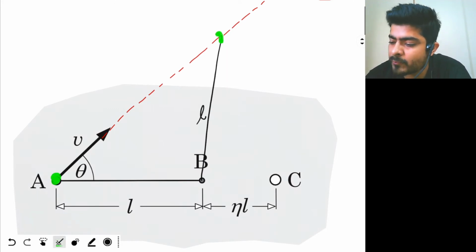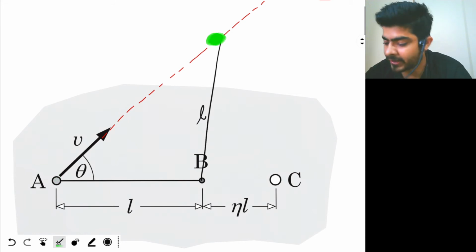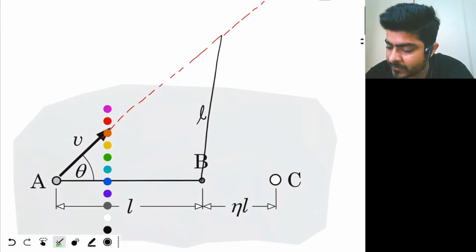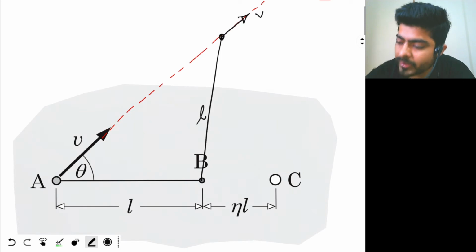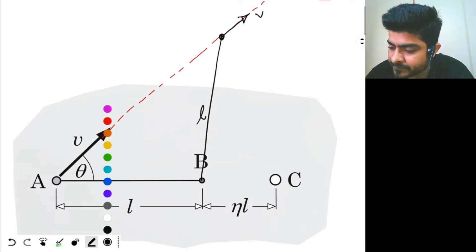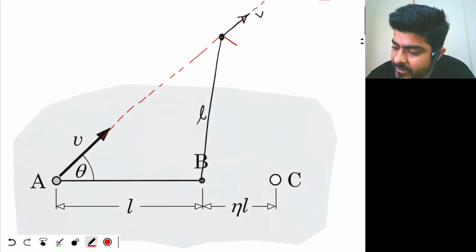So between these two points, the string will be slack. But as soon as the ball reaches this point, the string will become tight. Now, just before the string becomes tight, the velocity V is in this direction. So this will have two components. One in this direction, V cos theta, and the other in this direction.